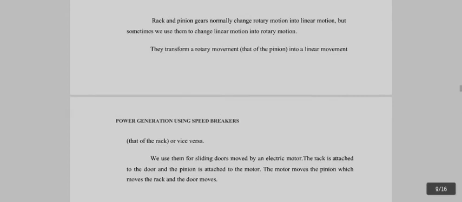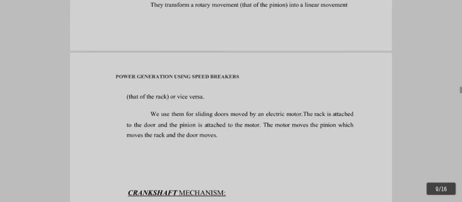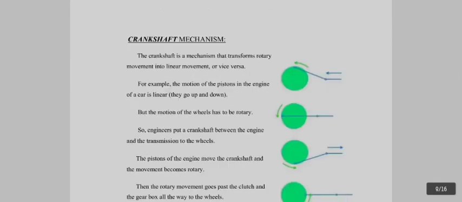We use them in sliding doors moved by an electric motor. The rack is attached to the door and the pinion is attached to the motor. The motor moves the pinion, which moves the rack, and the door moves. Then crankshaft mechanism.